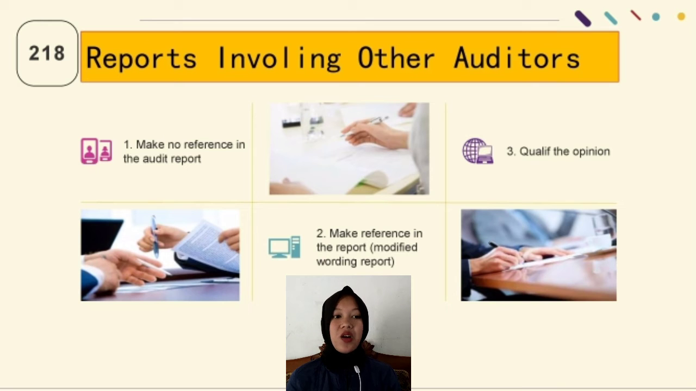Let's say that the last, or the third alternative, is to qualify the opinion. A qualified opinion or disclaimer, depending on the materiality, is required if the principal auditor is not willing to assume any responsibility for the work of the other auditor itself.